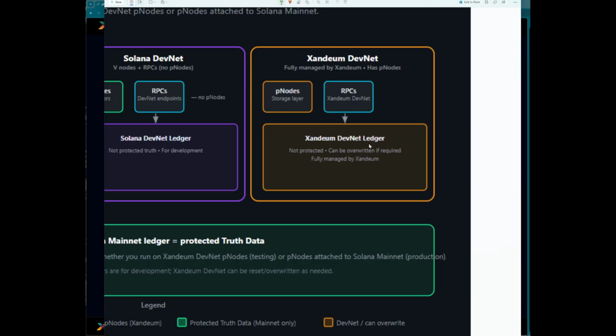So we can write transactions here. We can recall transactions here. But at any given time, we could rewrite this with a new Genesis file, and there's no protection, no economic protection. There's no really high level backups. There's no history. There's no year-old history or 10-year-old history like is being done with Solana mainnet. Okay, so our Xandeum DevNet, that's where we're operating.